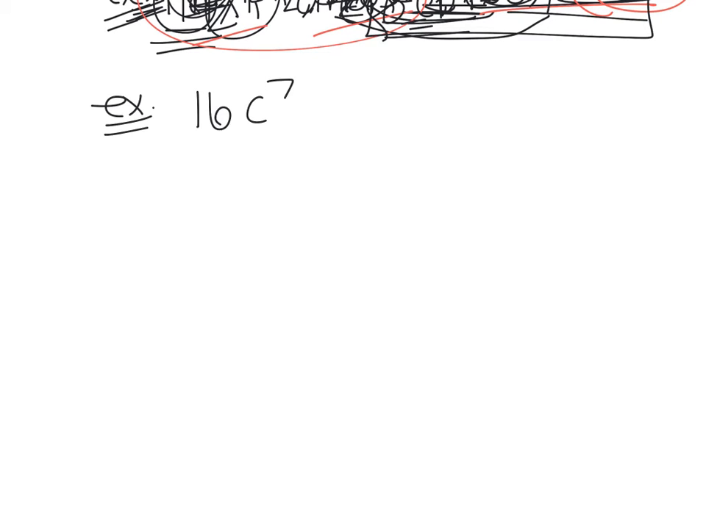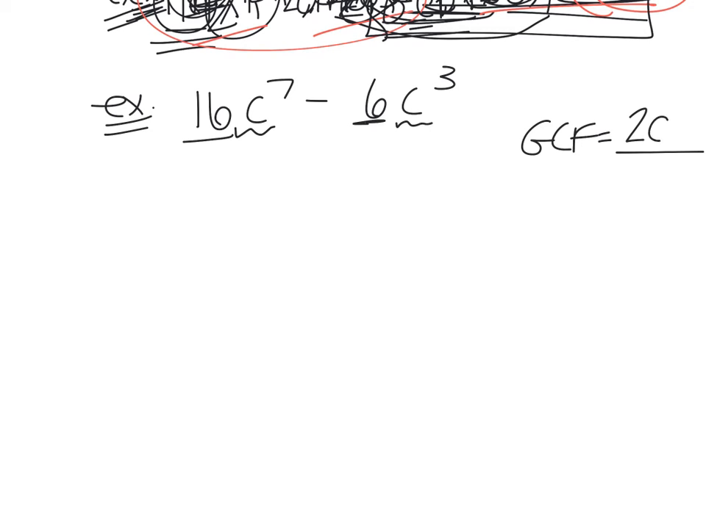16c to the 7th minus 6c to the 3rd. So the first thing I'm going to do is find the GCF. When I'm finding the GCF, I ignore the positives and the negatives for now. So 16 and 6, what's the biggest number they have in common? So 6 can go into 6, 3, 2, and 1. So the biggest number is 2. And c to the 7th and c to the 3rd, GCF would be c to the 3rd.